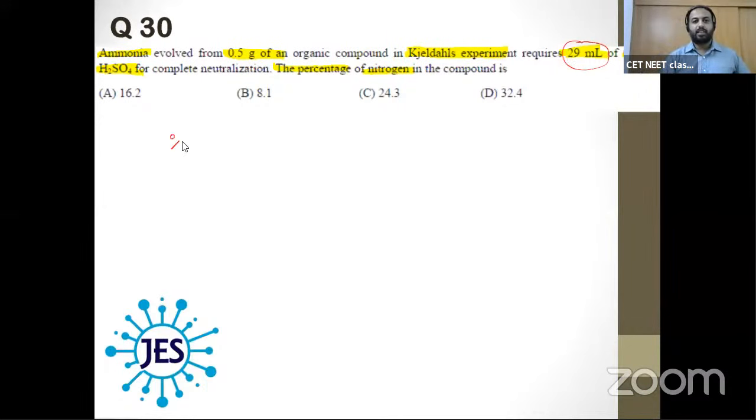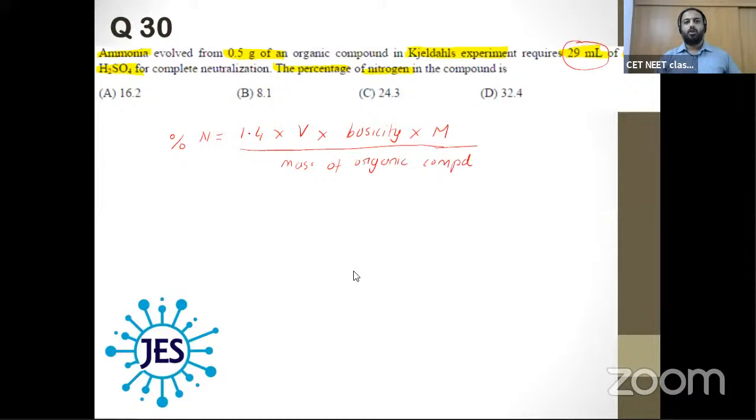Percentage of nitrogen is equal to 1.4 into volume of acid used into basicity into molarity of the acid divided by mass of organic compound.